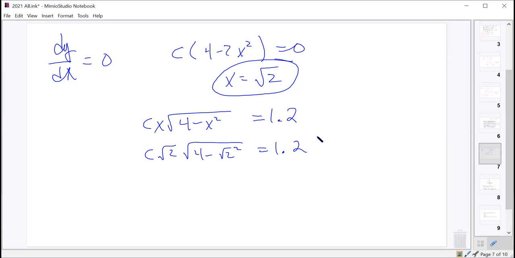All right. The square root of 2 squared is 2, and 4 minus 2 is 2. So we end up with c root 2 equals 1.2. Well, root 2 times root 2 is 2, so that would be c equals 0.6.